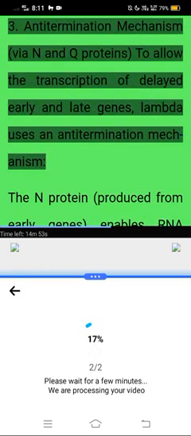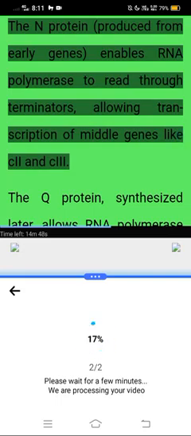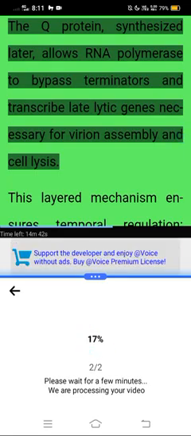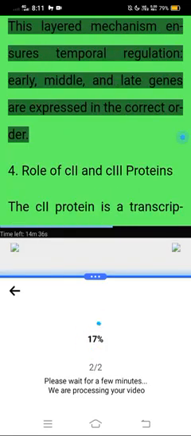Step 3: anti-termination mechanism via N and Q proteins to allow the transcription of delayed early and late genes. Lambda uses an anti-termination mechanism. The N protein produced from early genes enables RNA polymerase to read through terminators, allowing transcription of middle genes like CII and CIII. The Q protein, synthesized later, allows RNA polymerase to bypass terminators and transcribe late lytic genes necessary for virion assembly and cell lysis. This layered mechanism ensures temporal regulation: early, middle, and late genes are expressed in the correct order.